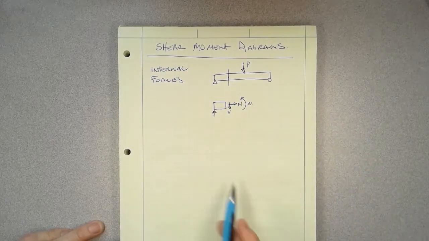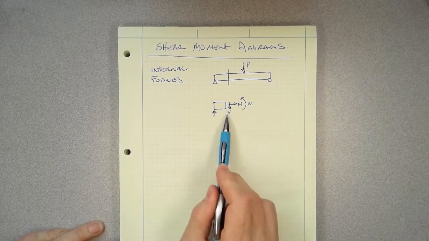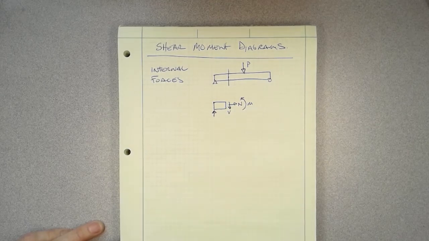that face. So we need to be able to go in and calculate V, N, and M in this condition. If you don't know how to do that, go back and look at the internal forces portion of the book, or watch a video that might help you out. Once you know how to do internal forces, we're going to make the shear moment diagram.